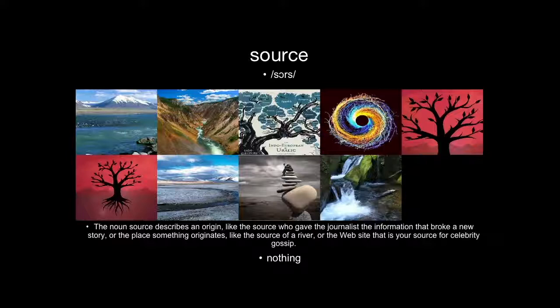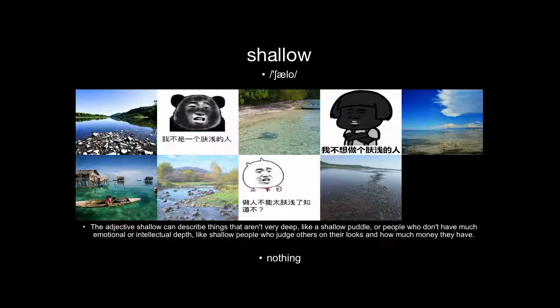Source. The noun source describes an origin, like the source who gave the journalist the information that broke a news story, or the place something originates, like the source of a river. Shallow. The adjective shallow can describe things that aren't very deep, like a shallow puddle, or people who don't have much emotional or intellectual depth.